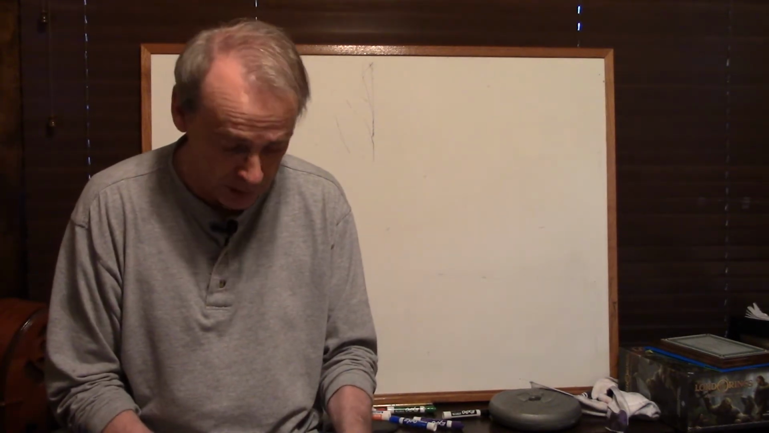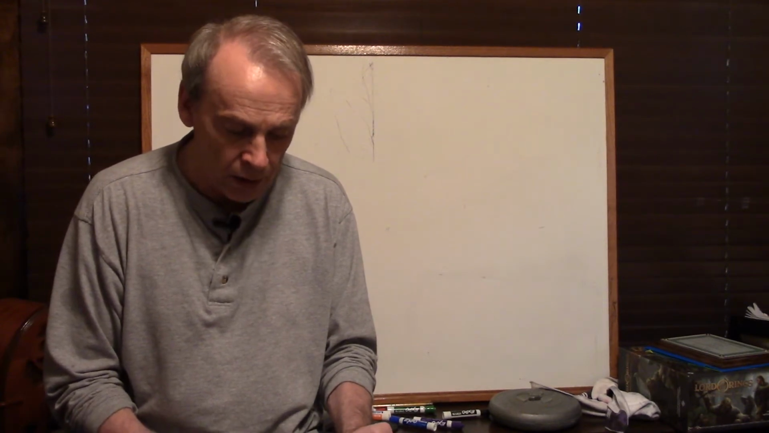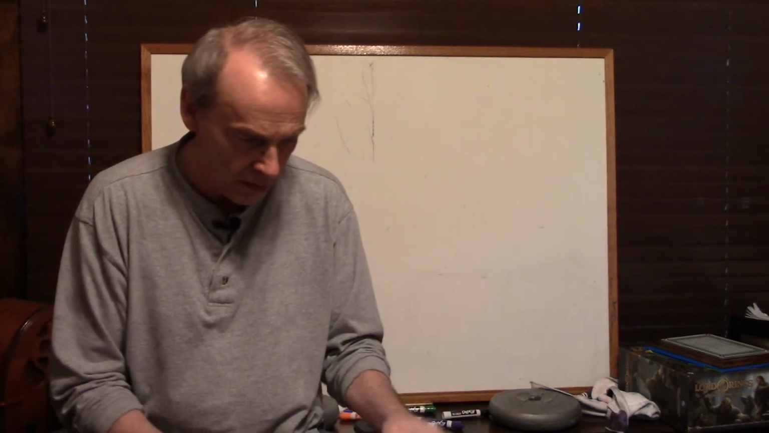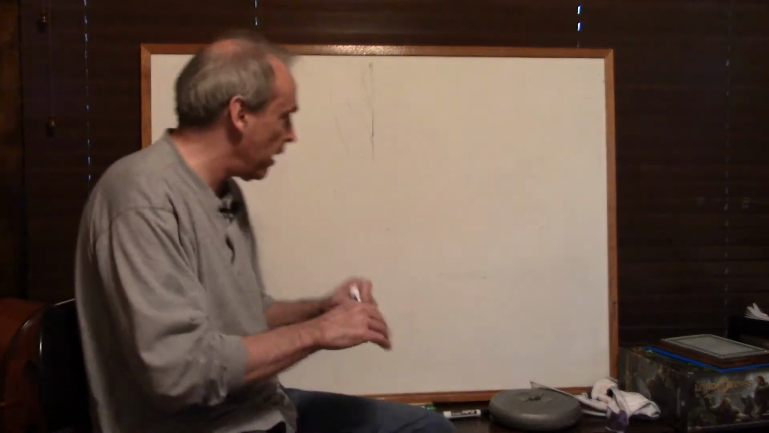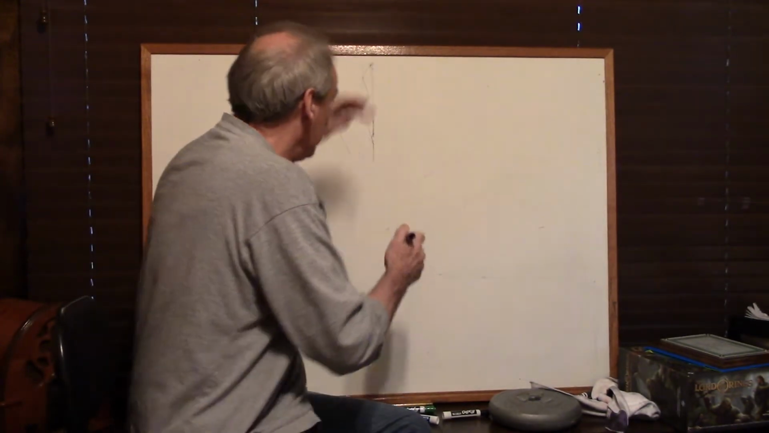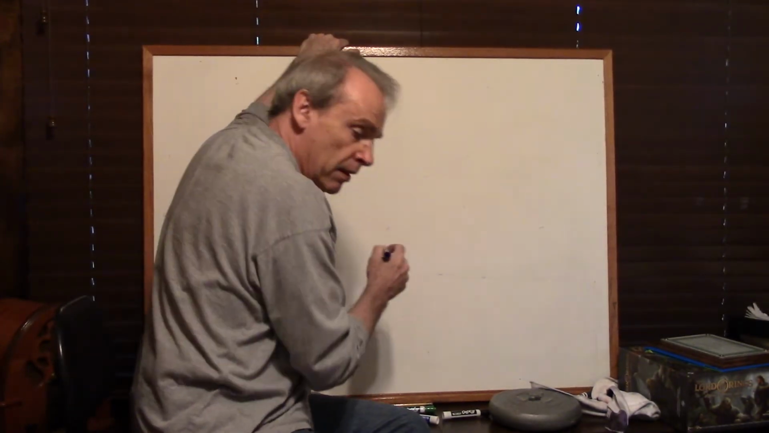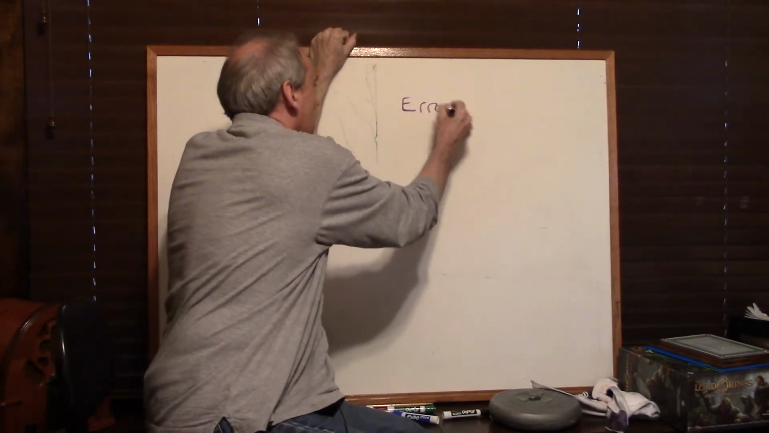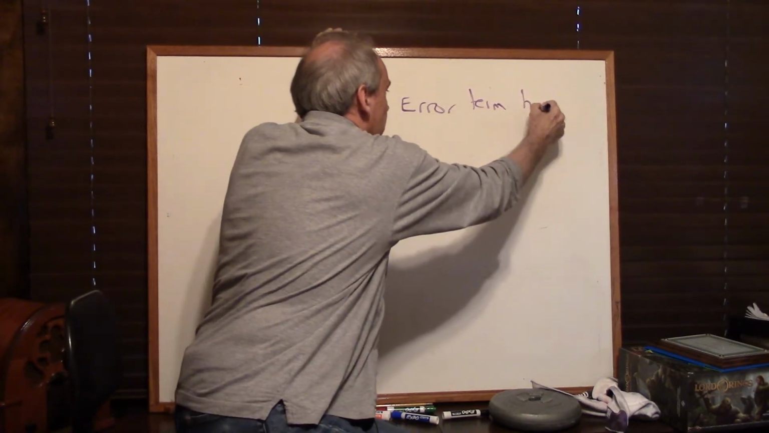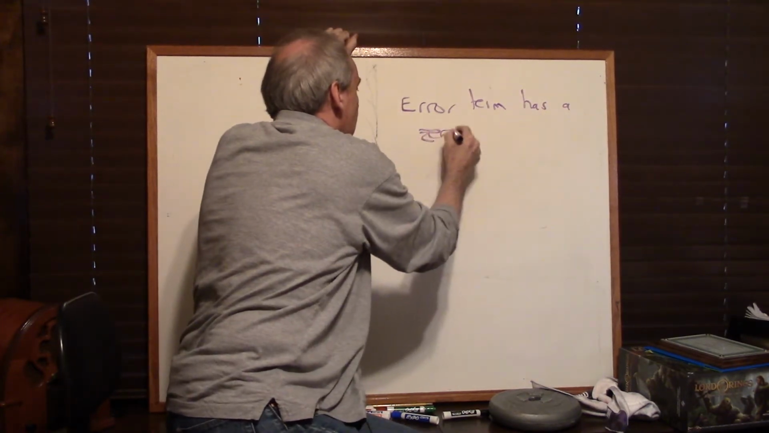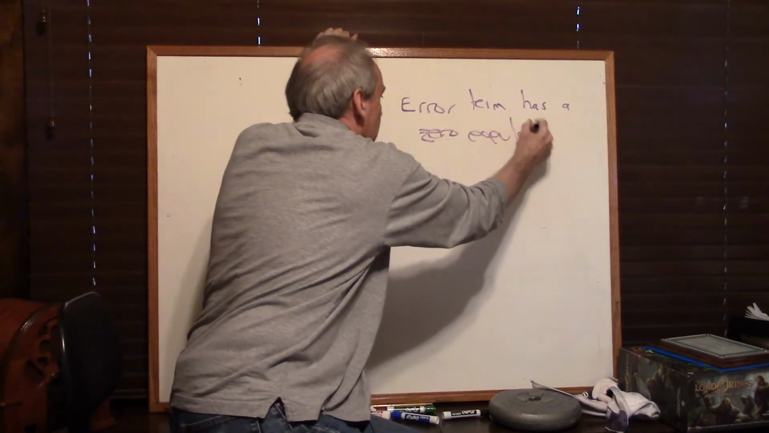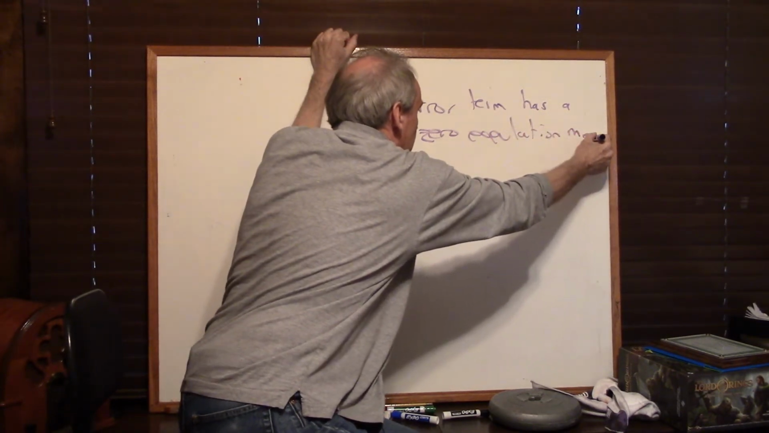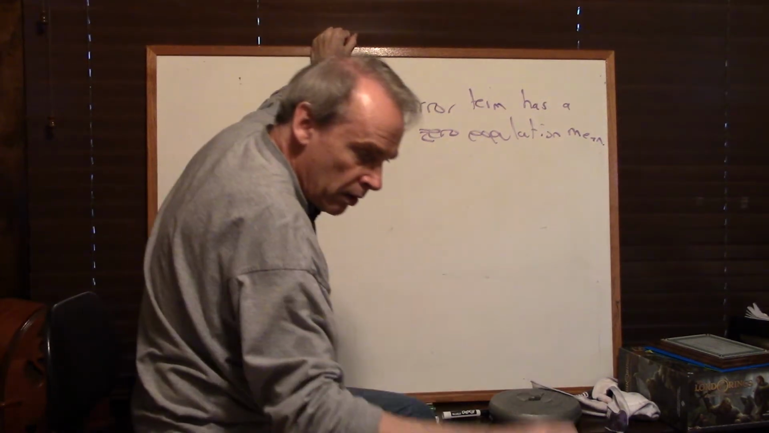The second one here has something interesting to say, though. The second one here has a practical implication. The second one is the error term has a zero population mean, all right? And let me write this up here. As I say, this one has some practical implications, so I want to spend a moment on this one. This is assumption number 2. The error term has a zero population mean. All right. So, in other words, I have an example here.